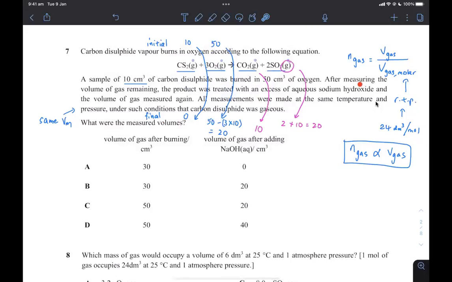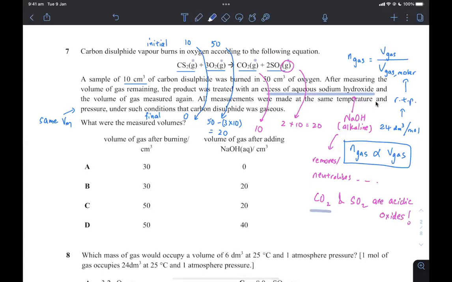But this question is asking you, after measuring the volume of gas remaining, you treat it with an excess of aqueous sodium hydroxide. Sodium hydroxide is NaOH. Sodium hydroxide is alkaline. So what happens with alkaline solution is it will remove the acid. Alkali or base neutralizes the acid. Out of all your product, the CO2 and also SO2 are what you call acidic oxides. These are from your O-level, GCSE or IGCSE level chemistry. So that means all the CO2, all the SO2 will be removed by NaOH.